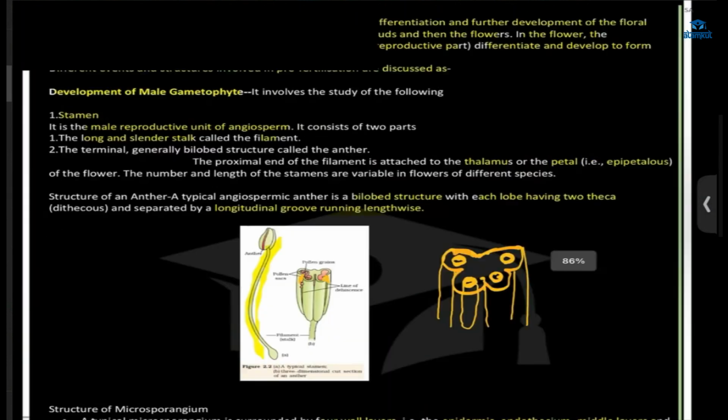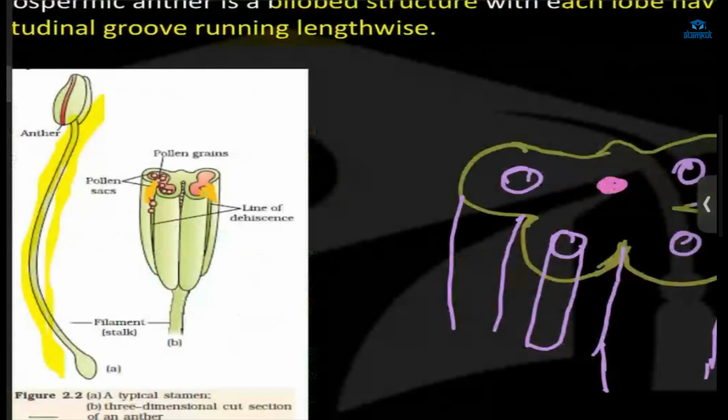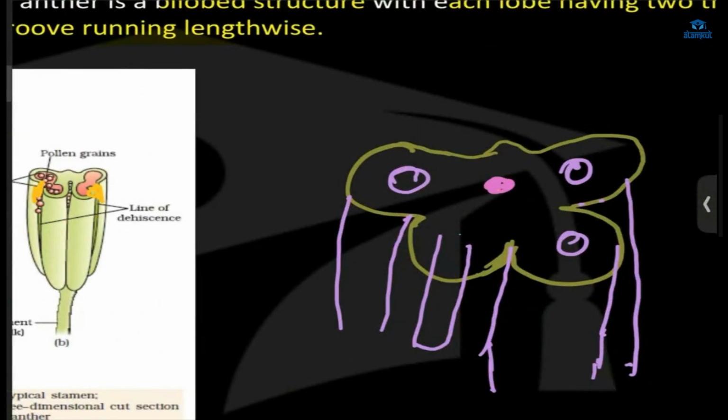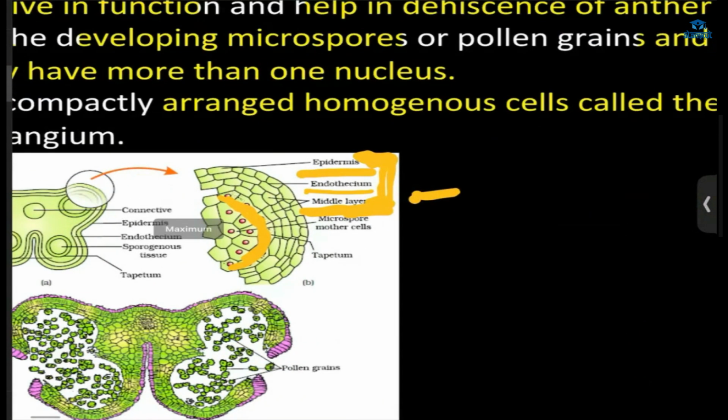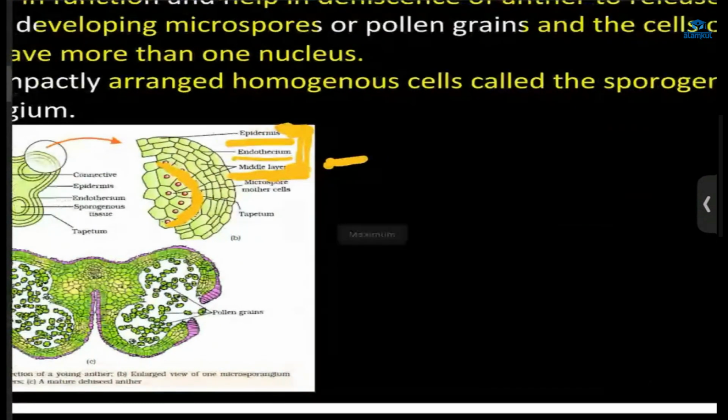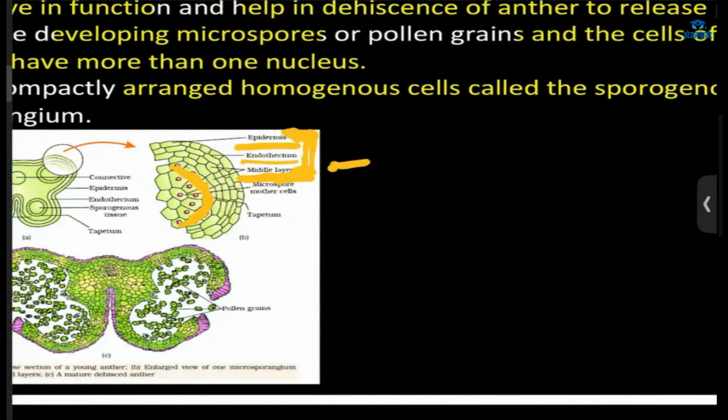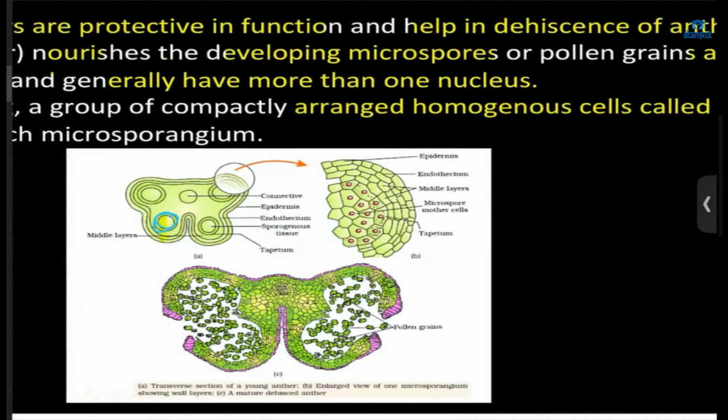Now let's see the parts. The microspores will be formed here, here, everywhere. For one theca, what are the layers? We have three outer layers and one inner layer. The outer layers are for protection, and the inner one is for nutrition.